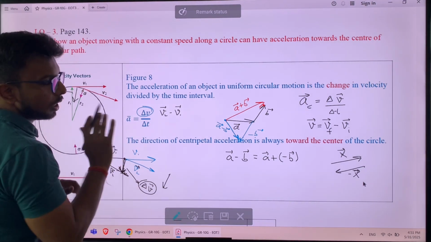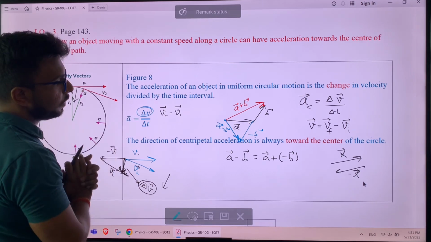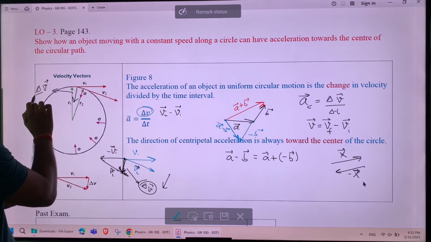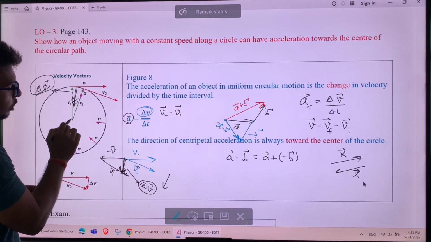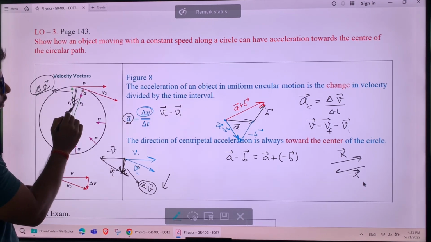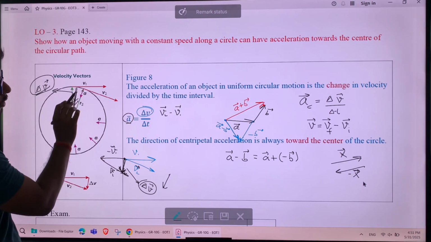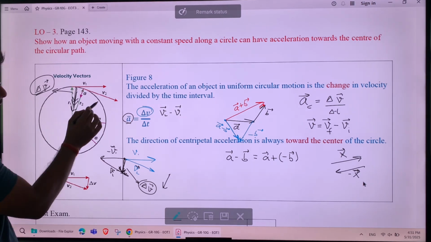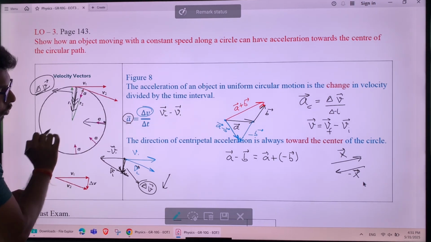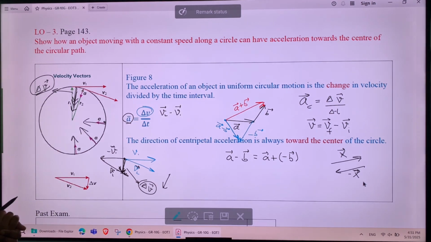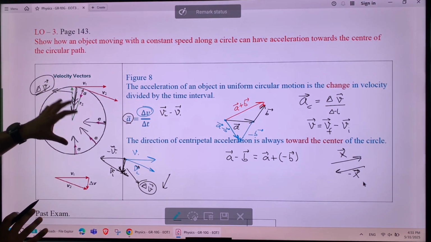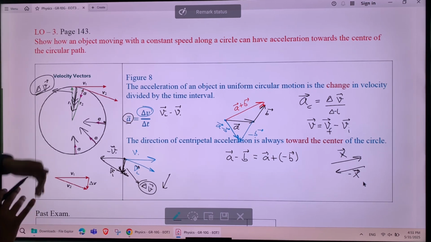Time has no direction. I mean, time has a forward direction, but vectorially we don't consider it for now. But del V has the same direction as the acceleration. So the acceleration of this particular object which is moving here will be pointing towards its center. If I am measuring it here, it will be here. If I am measuring at this point, it will be towards the center, here, here, and like that. And it will keep going. So the acceleration always points towards the center.